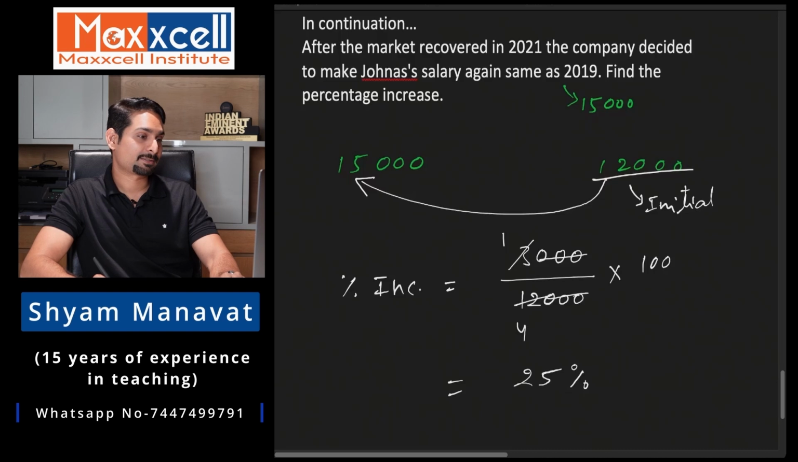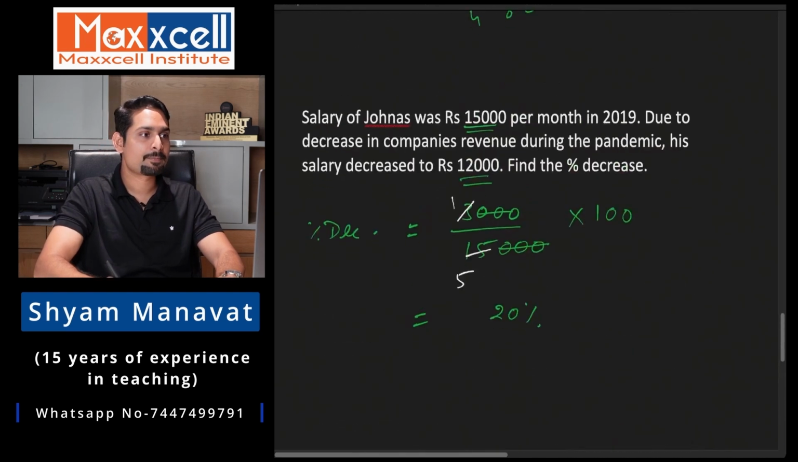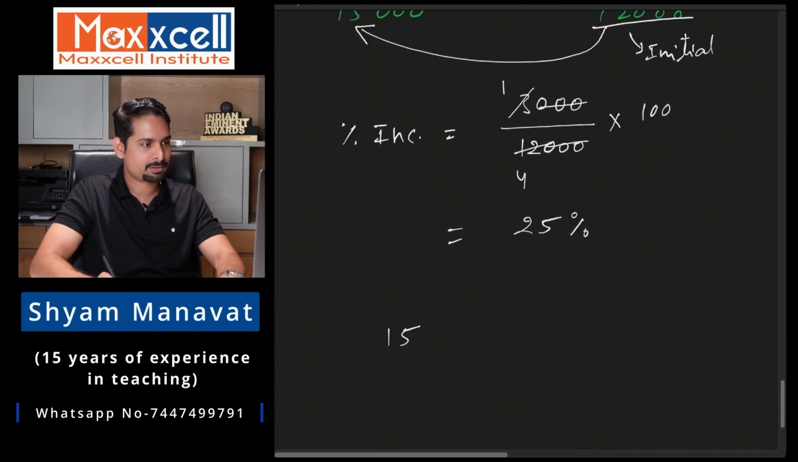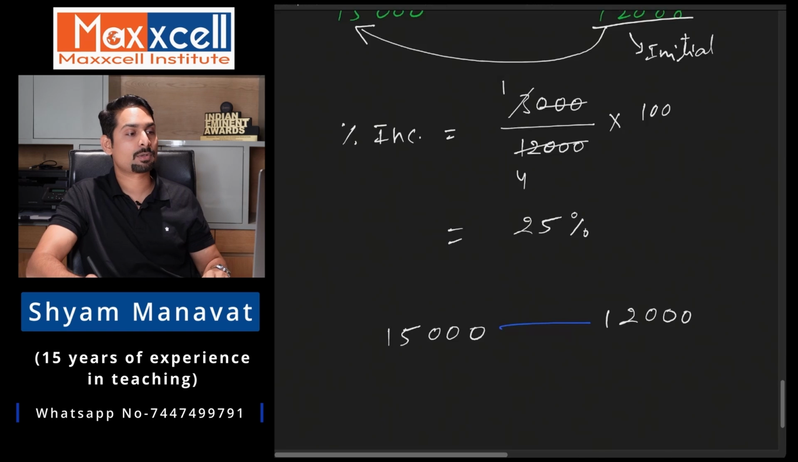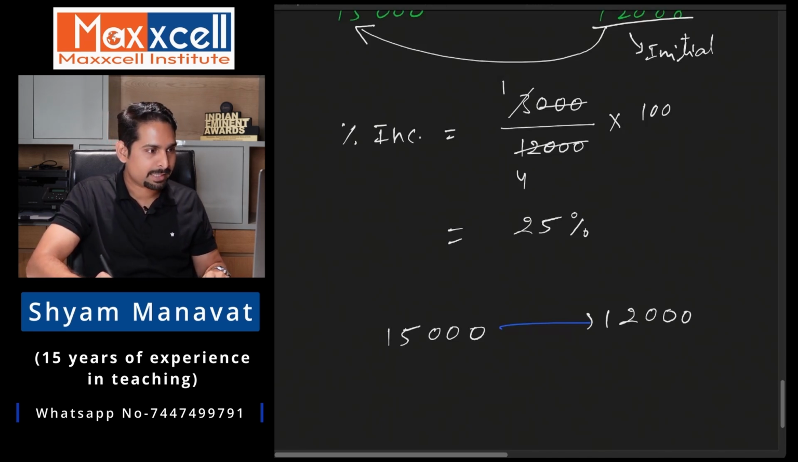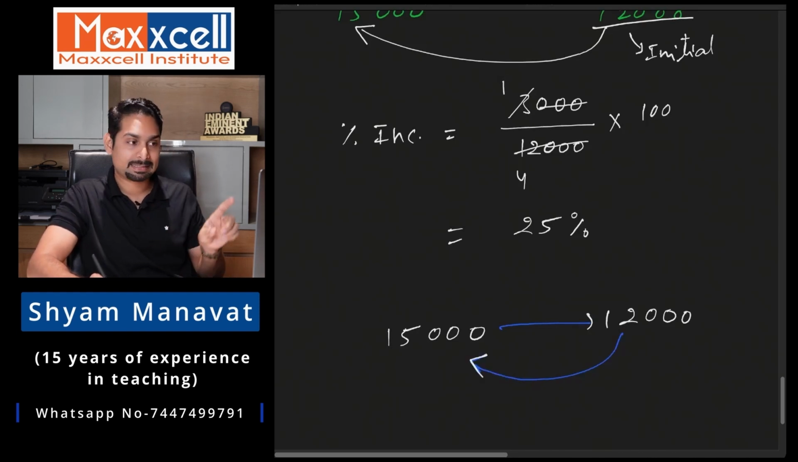The moral of the story is, from these two questions I would like to show you some conclusion. Here we started from 15,000 in the previous question, and the salary decreased to 12,000. In the continuation of the question, now we started from 12,000 and we want 15,000, and here the salary has increased.